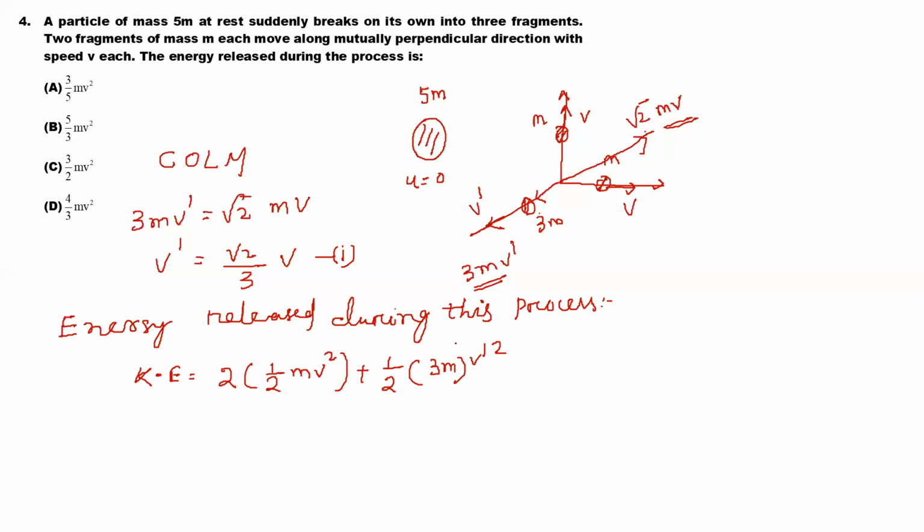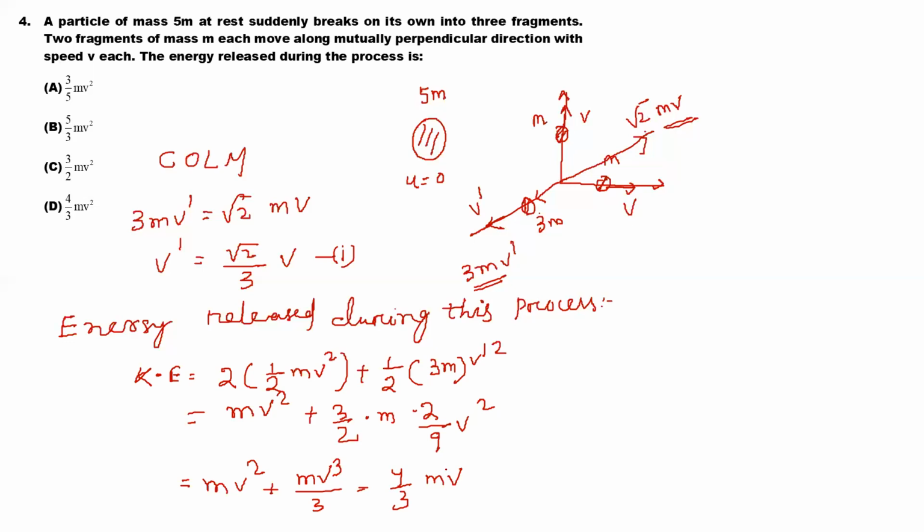So by solving this one, friends, the halves cancel, so that is equal to mv squared, plus 3/2 comes out into m. Friends, v dash is how much? Root 2 by 3 v. So if I make it square, then it will be 2 by 9 v squared. By solving the total, I get mv squared, the 3 cancels with 9 leaving 1 by 3, so mv squared plus mv squared by 3. So that is equal to 4 by 3 mv squared. This is the required answer.